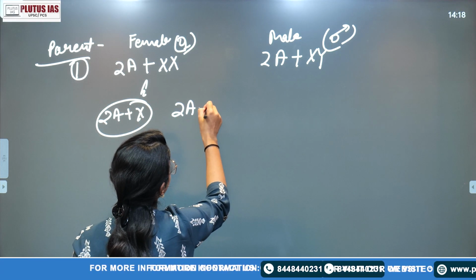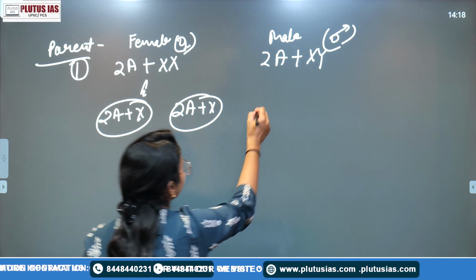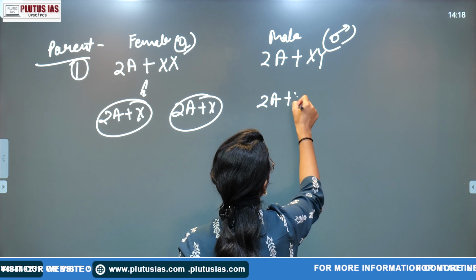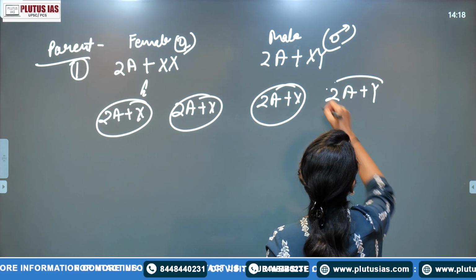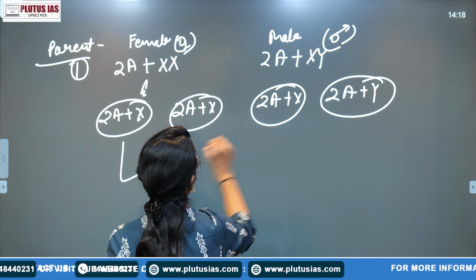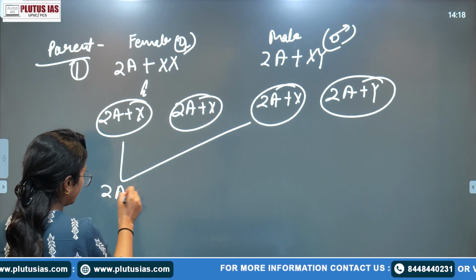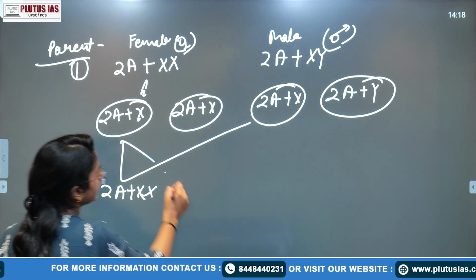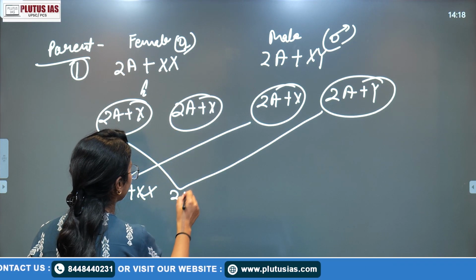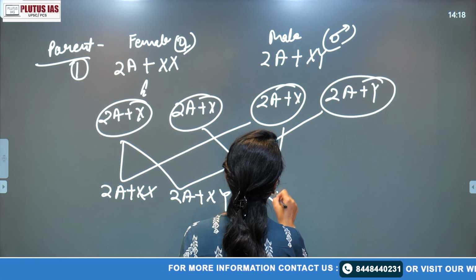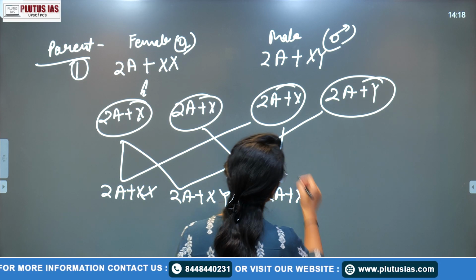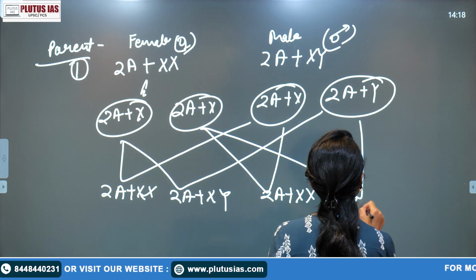And 2a plus x. Got it? Here you will get 2a plus x and 2a plus y. Heterogametic and homogametic, we know this concept. From here we can form 2a plus xx, okay? From here 2a plus xy, from here 2a plus xx, and here 2a plus xy.